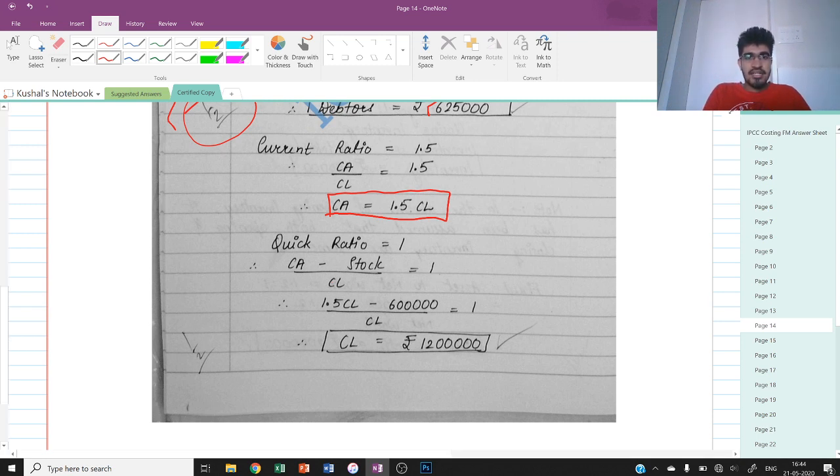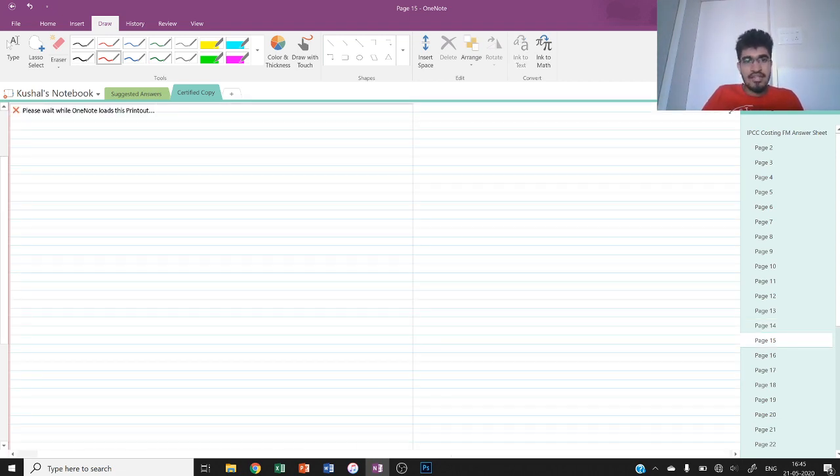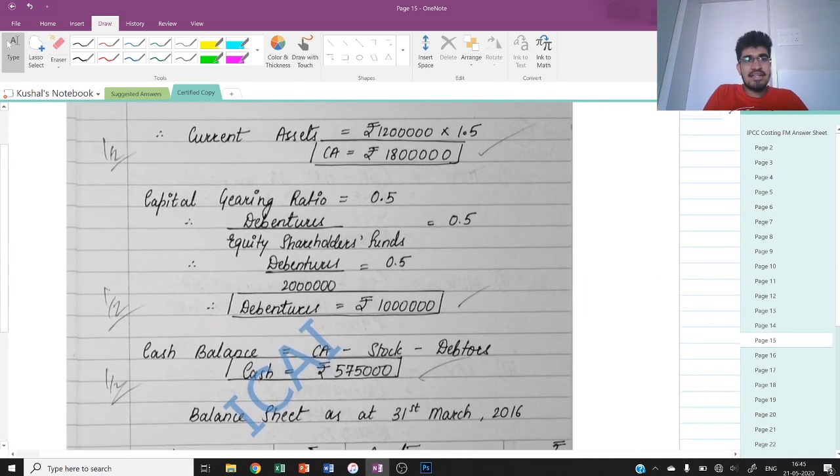Current assets is how much? It is 1.5 CL, which I have brought over here, minus stock, which is rupees 6 lakhs, which we have already computed in the stock turnover ratio formula. It was given as closing inventory. Whole upon current liabilities is equal to 1. Once we compute this, CL can be taken over here. 6 lakhs is nothing but 0.5 CL. Therefore, CL is rupees 12 lakhs. And therefore, current assets is 1.5 into 12 lakhs, which amounts to rupees 18 lakhs.